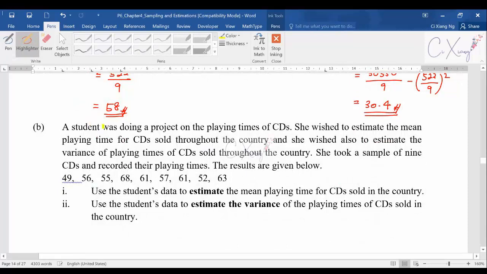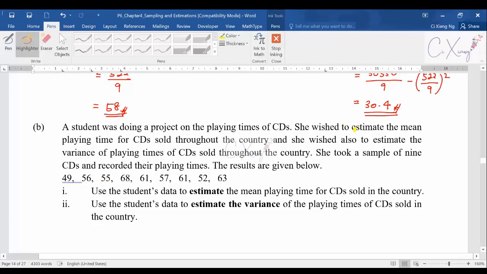Okay, so here they said a student was doing a project on playing time of CD. She wished to estimate the mean playing time for CDs throughout the country, and she wished also to estimate the variance of playing time of CD throughout the country. So she took a sample of 9 CD and recorded their playing time. So the results are given below. So you can see that here they also have 9 CDs and all the values are the same. But when they try to explain these questions, you can see that there are some extra details here already.